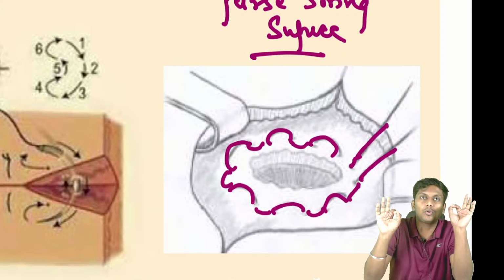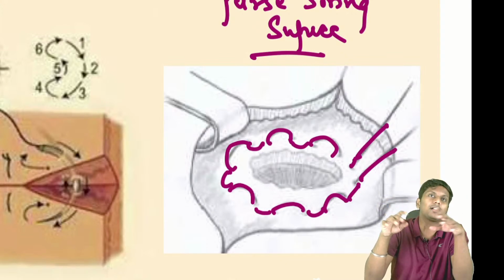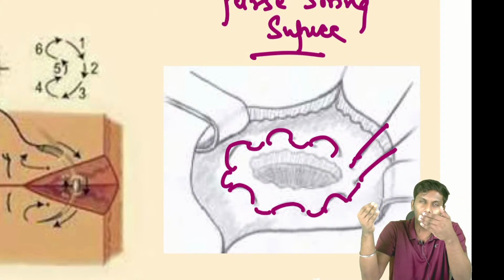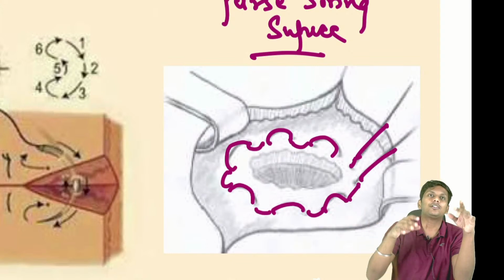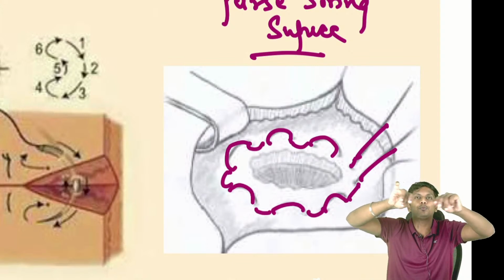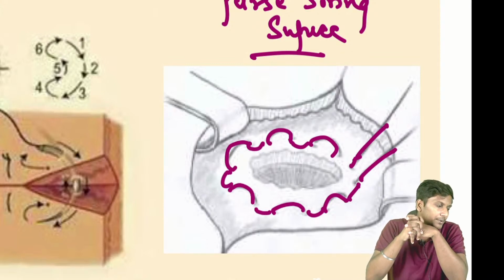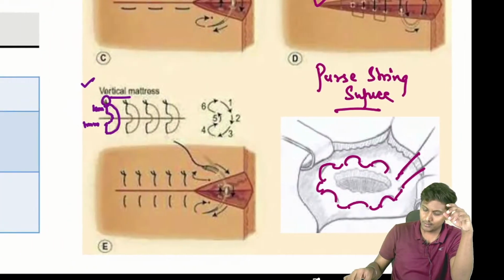You must have seen your grandmother's purse, haven't you? If you have seen the purse a granny carries, or nowadays a lot of girls also carry the same, it has two strings. If you pull those two strings, the mouth of the purse closes. Therefore, this is called the purse string suture.